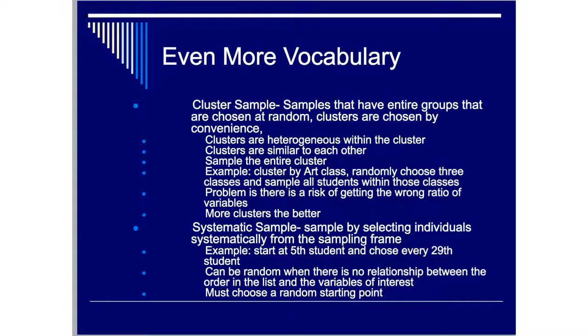Okay, the 4th type of sampling is called a systematic sample. Okay. In a simple systematic sample, we select individuals systematically from the sampling frame. Okay, but the sampling frame must be random. Okay, we can't do a systematic sample from an alphabetized list. For example, we might start at the 5th student and then choose every 29th student that walks by us.